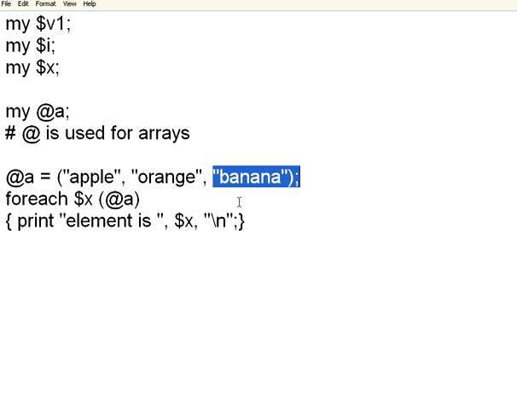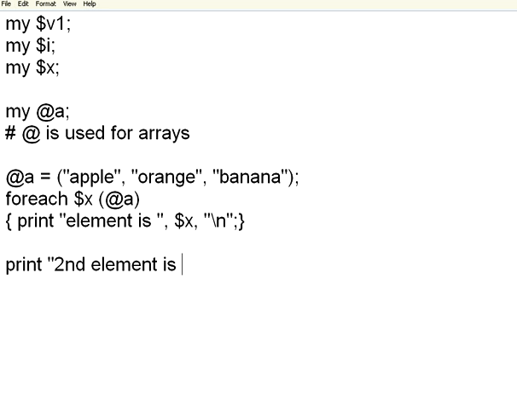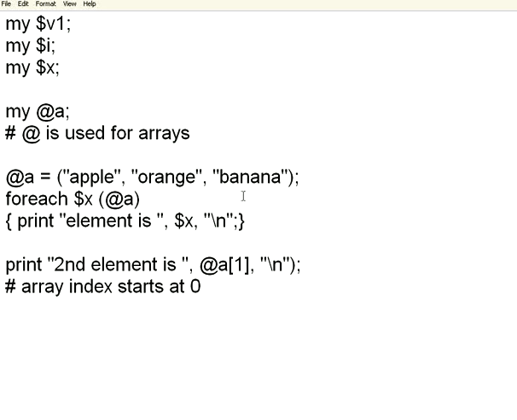So now, if I want to print a specific element, print second element is, you need to do @a within square brackets 1. This array starts with index 0, exactly like in C, array index starts at 0. So the 0th element is apple, first element is orange, second element is banana. If you say 0, 1 and 2, then the second element is actually 1, so 2 minus 1. So if you want to have the nth element, you have to say n minus 1.